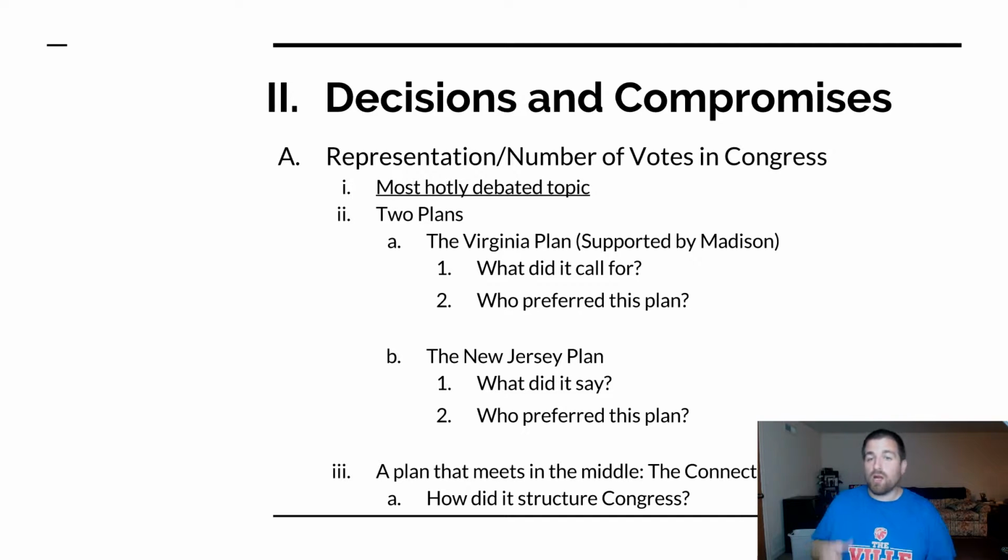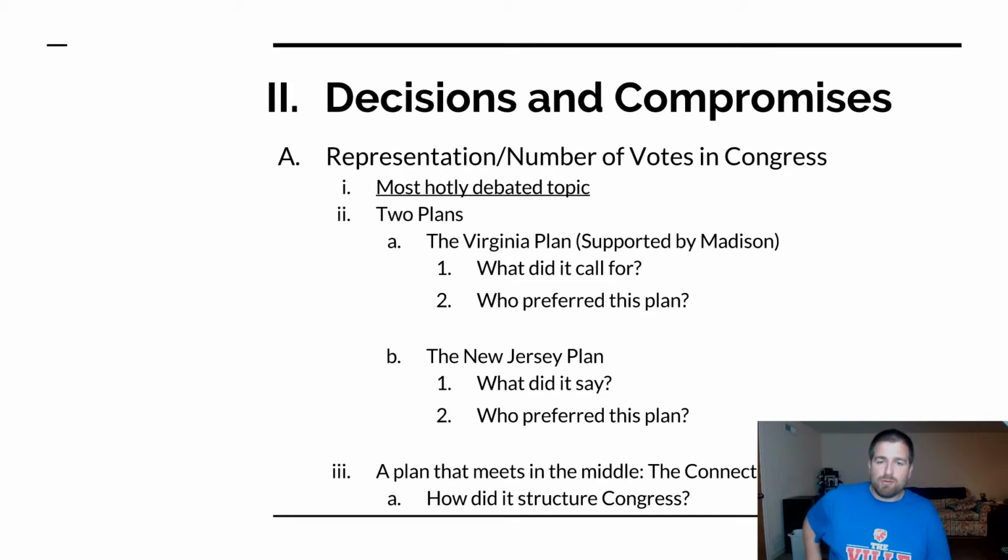In other words, a large state like Virginia might have 10 representatives in Congress. In other words, they have 10 votes in Congress. A small state like Rhode Island might only have like 2 representatives or 2 votes in Congress. So basically, the bigger states have more of a say than the smaller states because the bigger states contain more American citizens. Who preferred this plan? Well, obviously the larger states were more in favor of this. This gave them more power and more of a say.